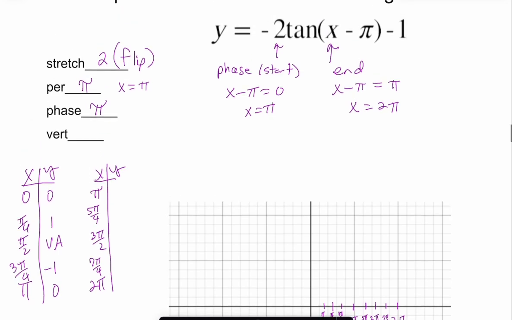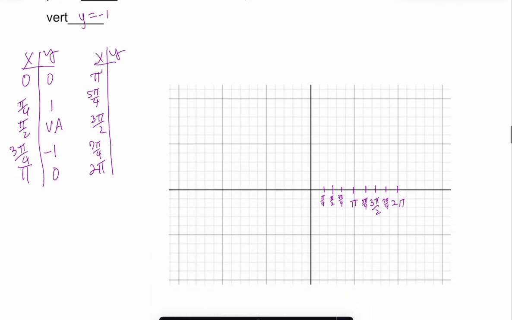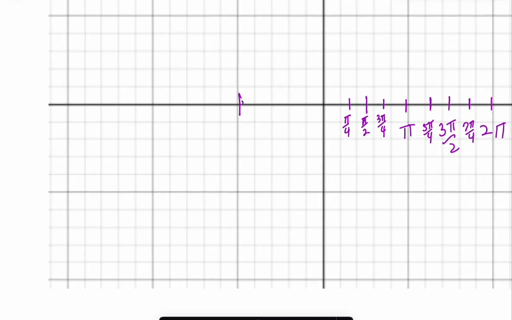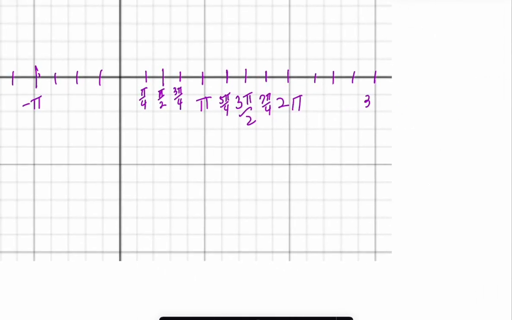Okay. Our vertical shift is right here. Our vertical shift is y equals -1, which tells me my midline is going down to -1. Okay, so let's put in all our fourth markers here. Just guesstimate where they are. Just guesstimate the best you can.